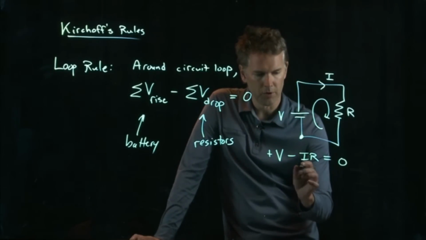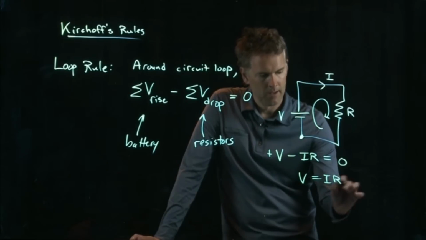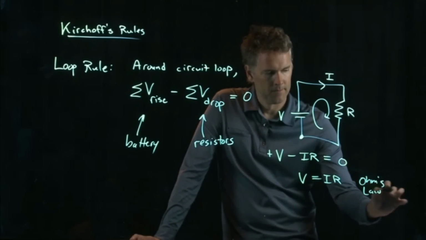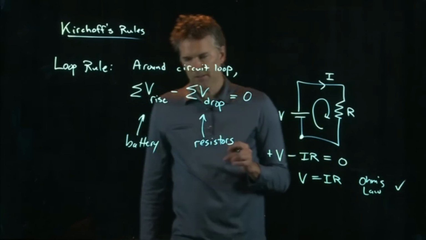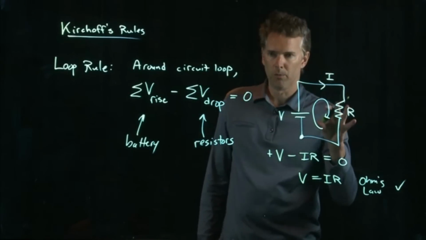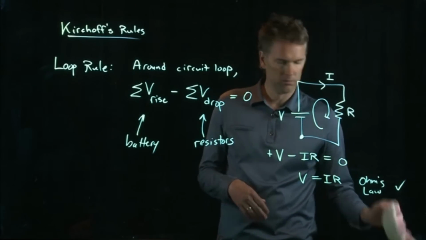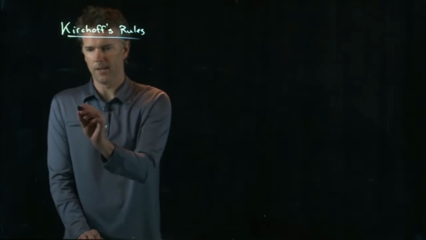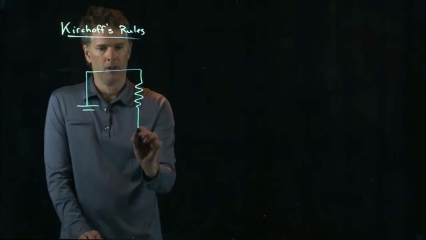And this is, of course, just Ohm's law, right? If I move IR over to the other side, I get that. And we say we're happy. But let's say that we have more than one resistor in there. Okay, let's see how this loop rule works. So let's do a simple battery again, but we're going to add two resistors.